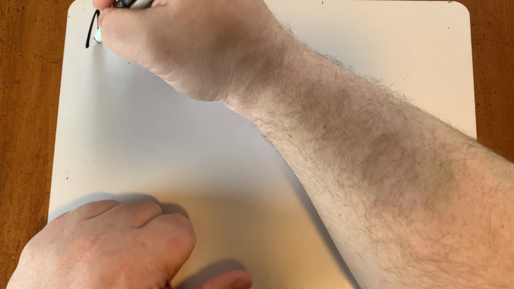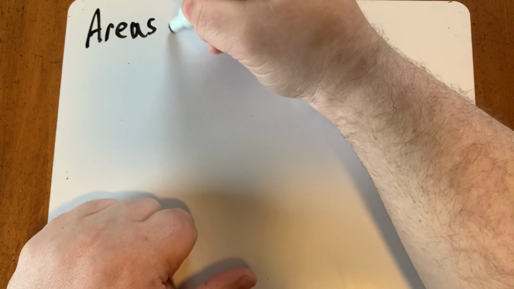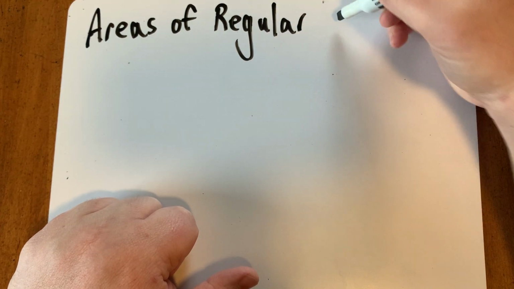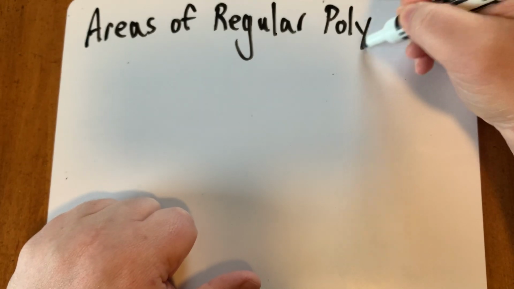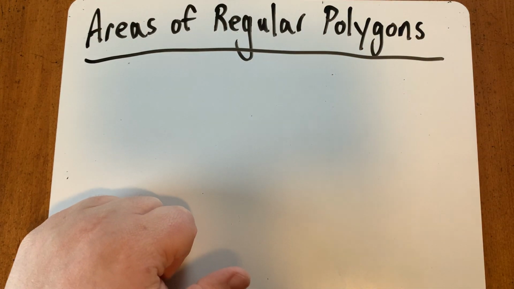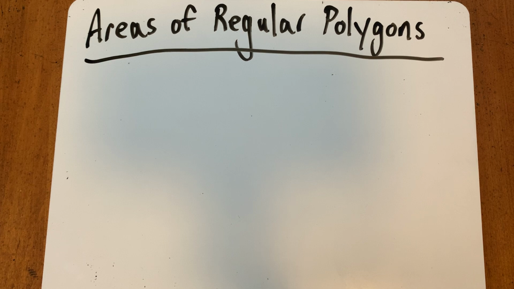Welcome back. Today we're going to be talking about areas of regular polygons. So we've dealt with regular polygons for a while. They're equilateral and equiangular. And some of them we've encountered more often than others.